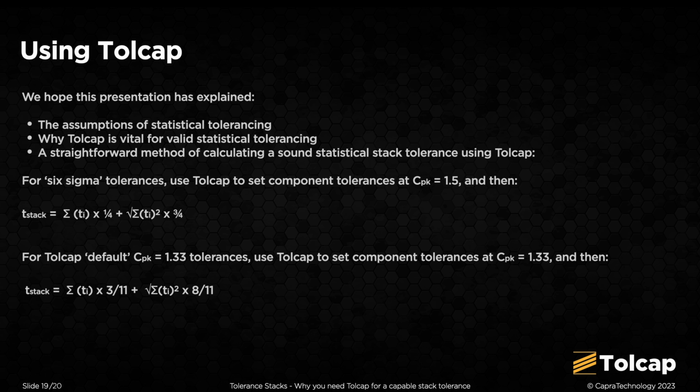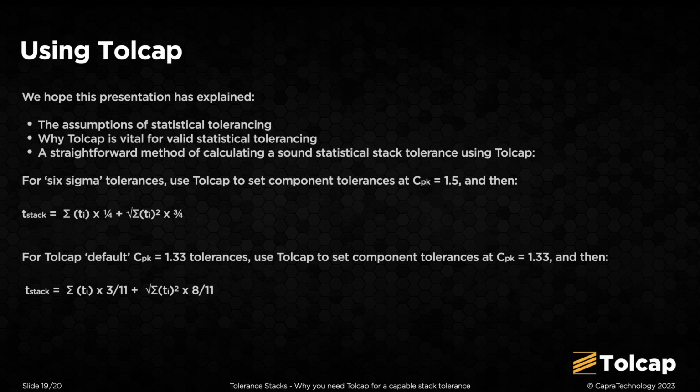We hope this presentation has explained the assumptions of statistical tolerancing, why TOLCAP is practically essential for valid statistical tolerancing, and a straightforward method of calculating a sound statistical stack tolerance using TOLCAP. And this method is, for a 6 sigma tolerance, use TOLCAP to set component tolerances at CPK equals 1.5, and then the stack tolerance will be, let's say, 3/12ths of the sum of the tolerances plus 9/12ths of the root sum square of the tolerances.